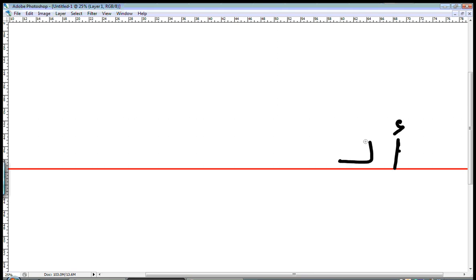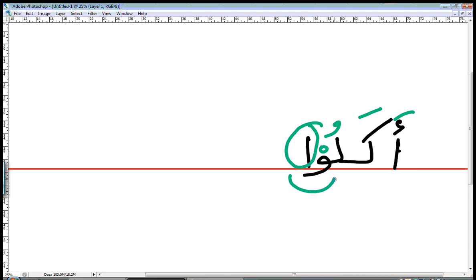So let's say they ate. The word in Arabic is akalu. Look how I'm pronouncing it, I'm not pronouncing the alif. It's akalu. There is an alif, but we don't pronounce it. This combination, waw alif at the end of the word, is called waw al-jama'a, which means the waw of a group, and comes only at the end of a past tense verb.